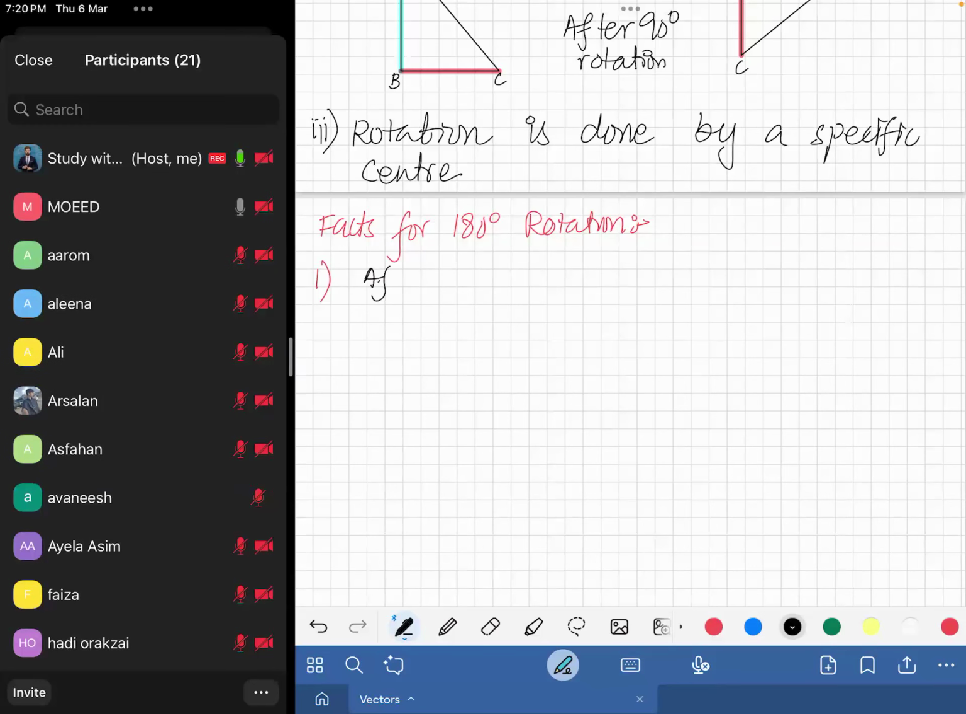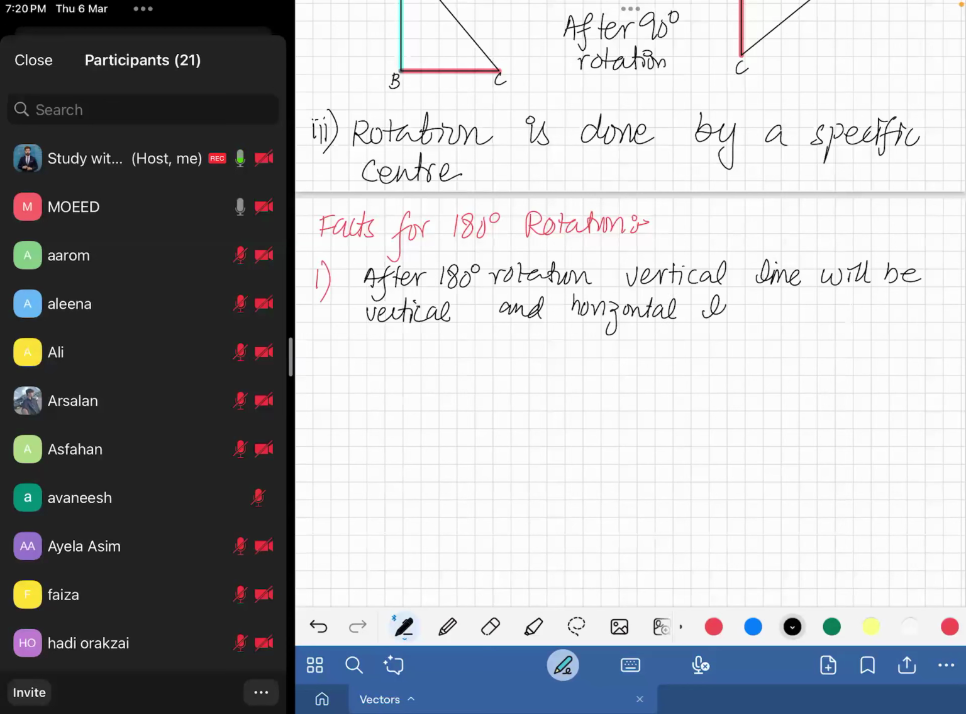Facts for 180 degrees rotation. After 180 degrees rotation, a vertical line will be vertical, and a horizontal line will be horizontal. Note them down together.